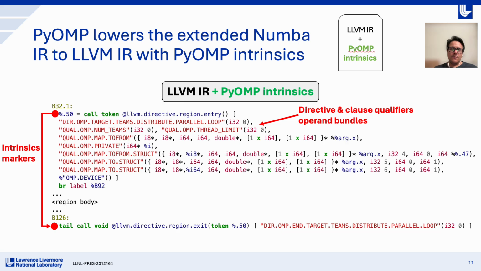Following, PyOMP lowers those region markers to calls to LLVM intrinsic functions, marking again the entry and exit of the OpenMP region that encloses the body. In this LLVM-IR format, the same information for directives and clauses is stored as operand bundles to be parsed by PyOMP's LLVM pass.